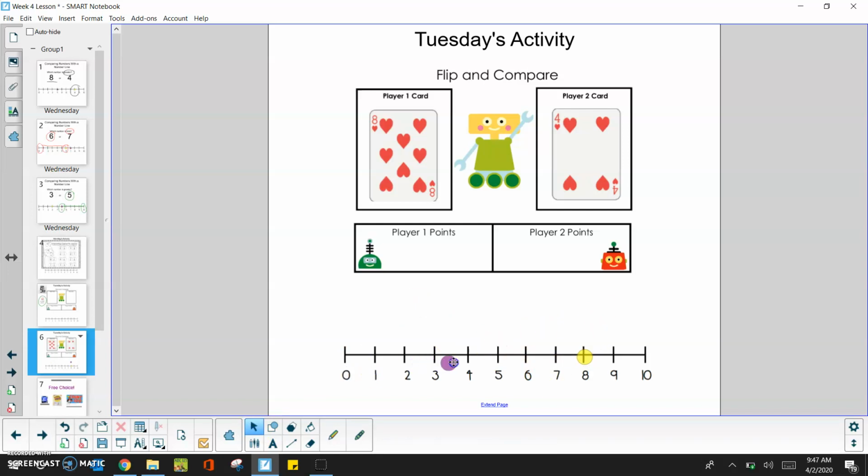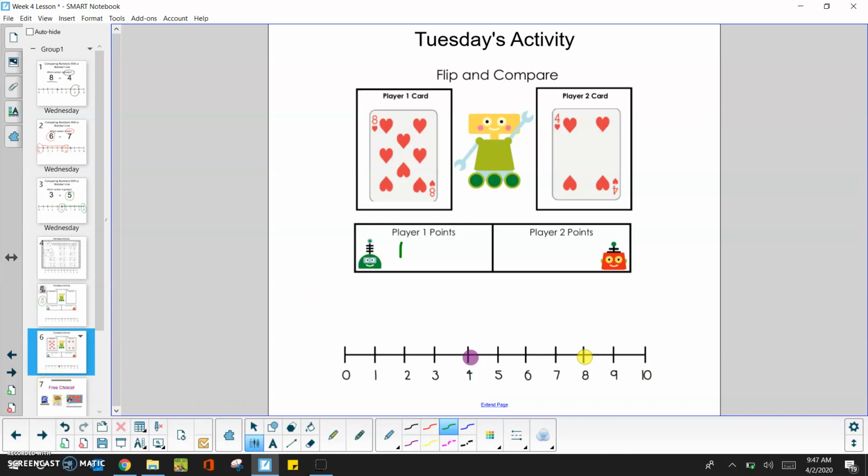And then when you decide which player has the greater number, that player gets a tally mark in their score box. So you guys can play to 10, see who gets the 10 greatest numbers first, or you can play to 20 if you really have some time and you want to practice comparing those numbers.